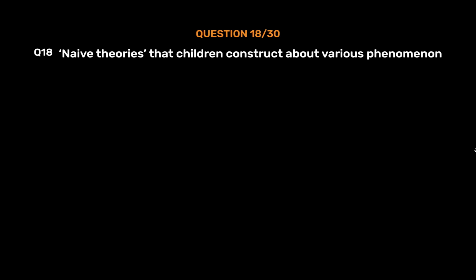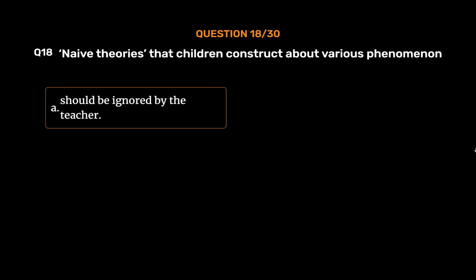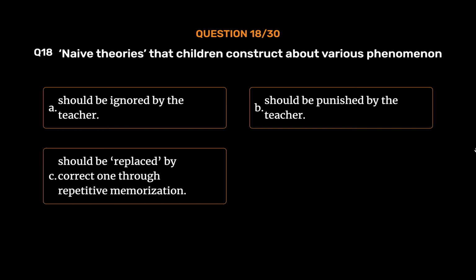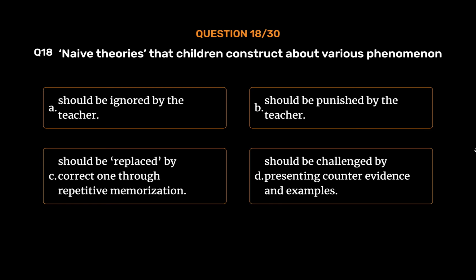Question number 18. Naive theories that children construct about various phenomena: Option A. Should be ignored by the teacher. Option B. Should be punished by the teacher. Option C. Should be replaced by the correct one through repetitive memorization. Option D. Should be challenged by presenting counter evidence and examples. The correct answer is Option D. Should be challenged by presenting counter evidence and examples.